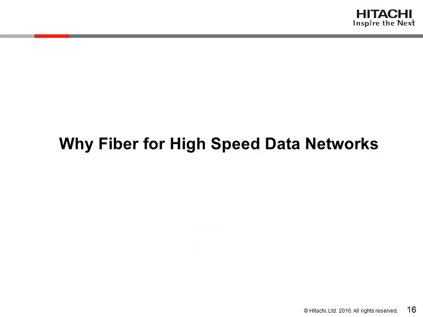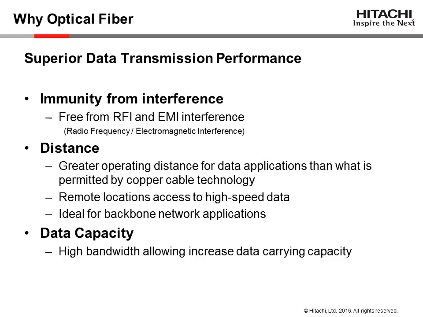Now that we have reviewed what optical fiber is, how it works, and have looked at current high bandwidth optical fiber standards, we can now answer the question of why is fiber used for high-speed data networks? Optical fiber solutions provide superior data transmission performance in comparison to copper cable solutions for the same applications. Primary benefits are immunity to EMI and RFI interference.